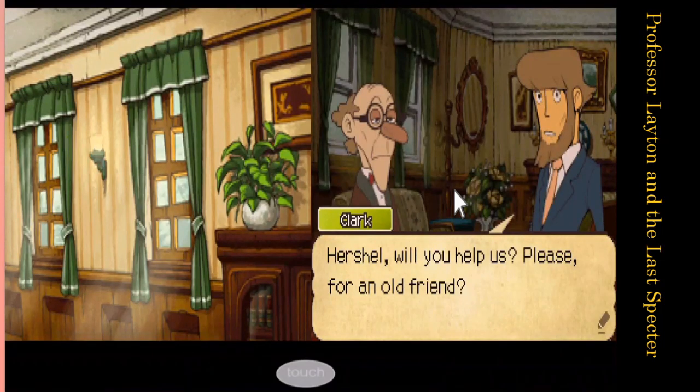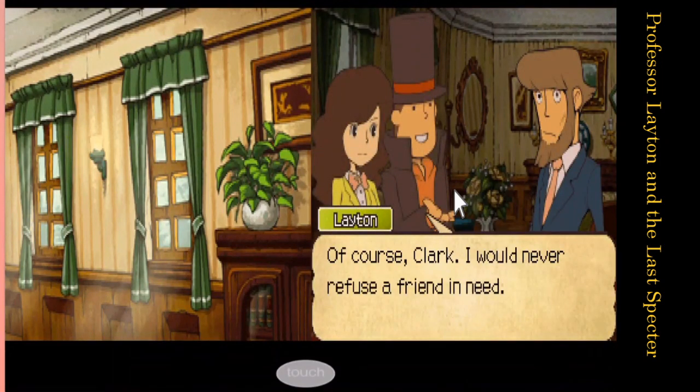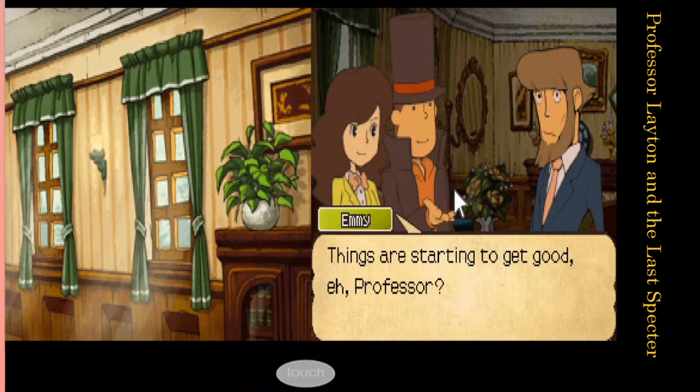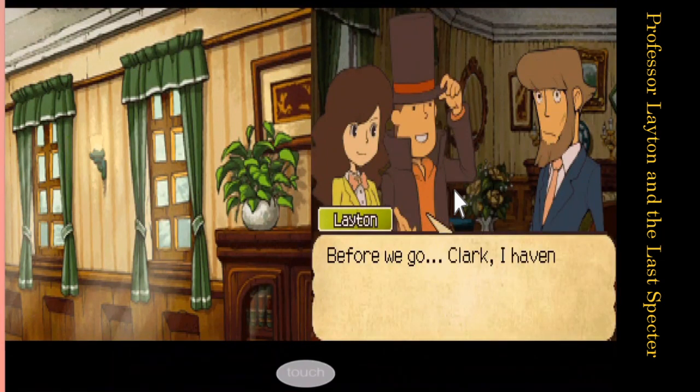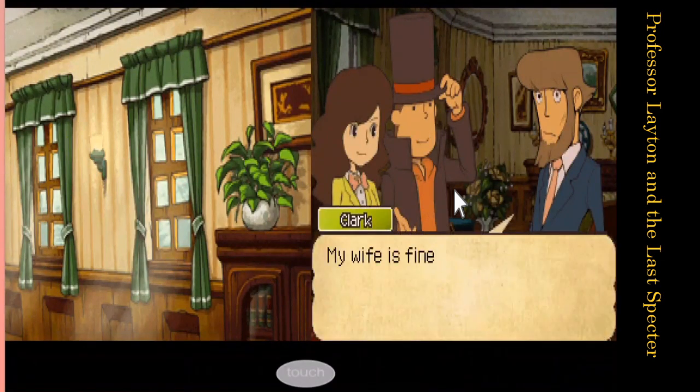Please, for an old friend. Of course, Clark. I would never refuse a friend in need. I assure you, I will do what I can. Thank you, Herschel. I am eternally in your debt. Things are starting to get good, eh, Professor? Before we go, Clark, I haven't even asked about Brenda or your son. How is Luke? My wife is fine.